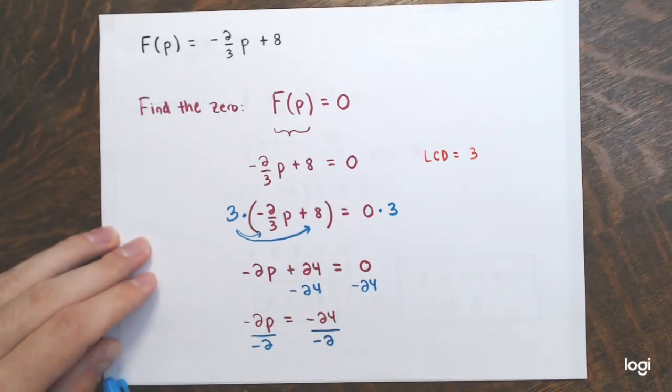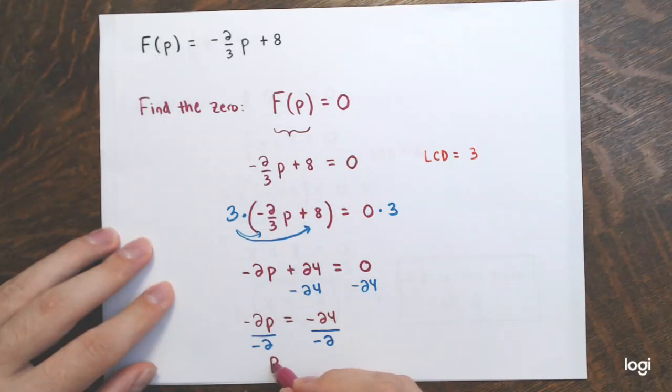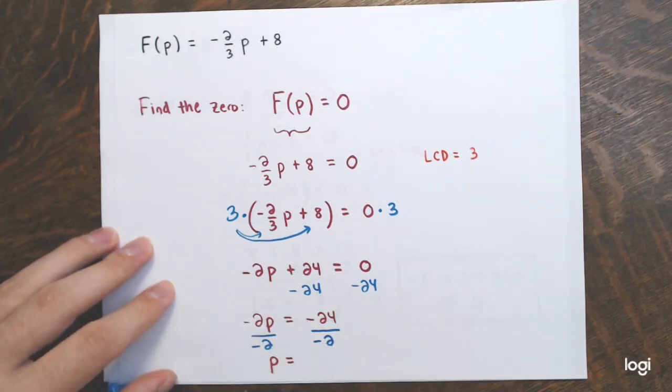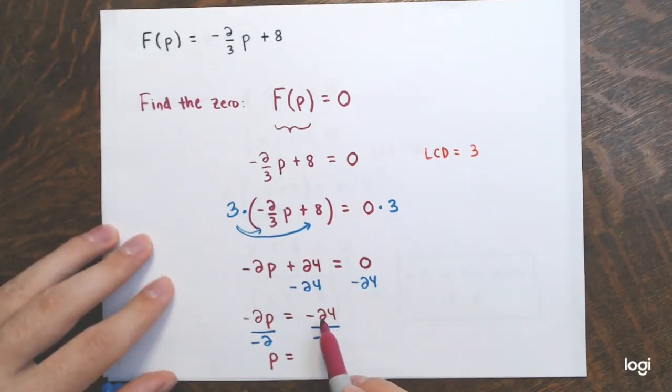And we're left with the single p on the left, 1p, right? The negative 2's divide out to be 1. And then a negative divided by a negative is a positive number. And 24 divided by 2, this would be positive 12. Right? Don't forget to check, right?